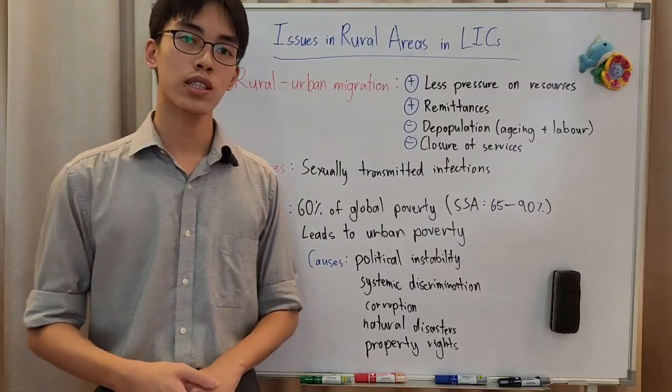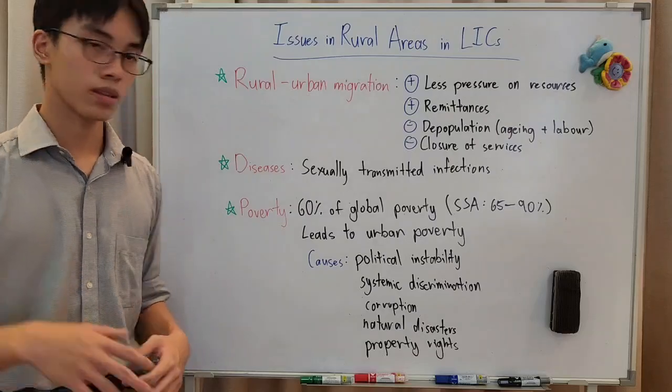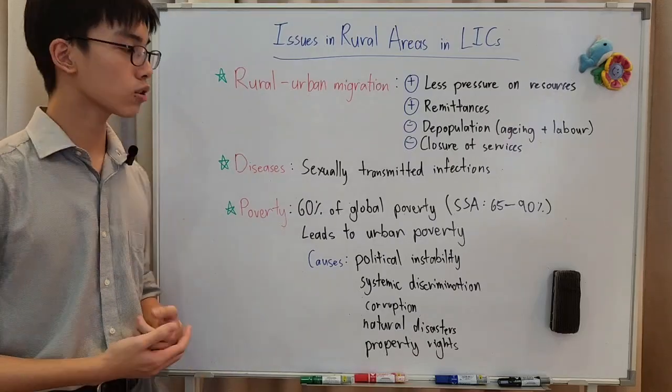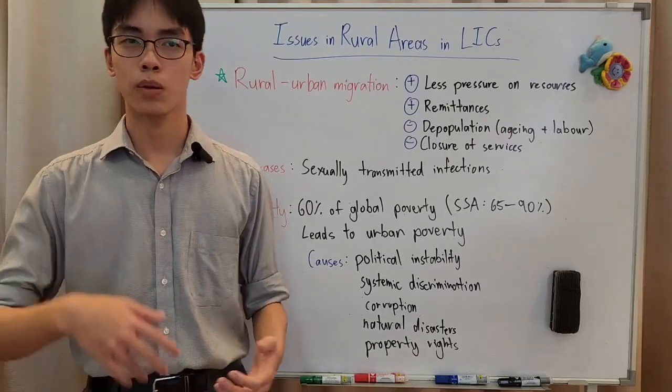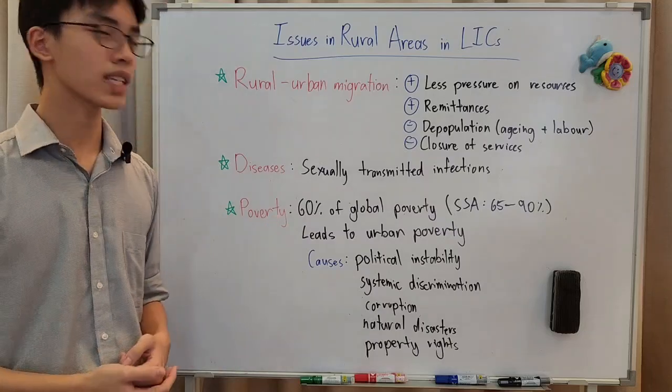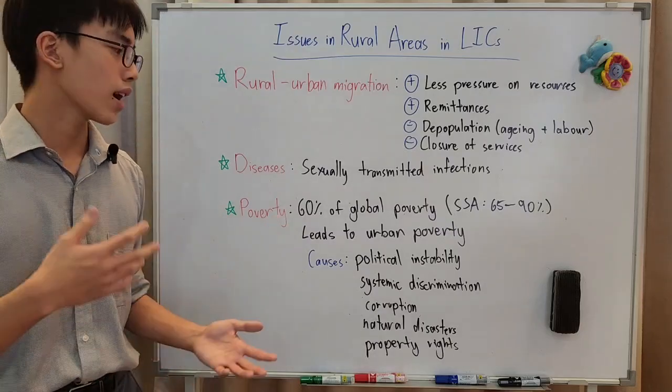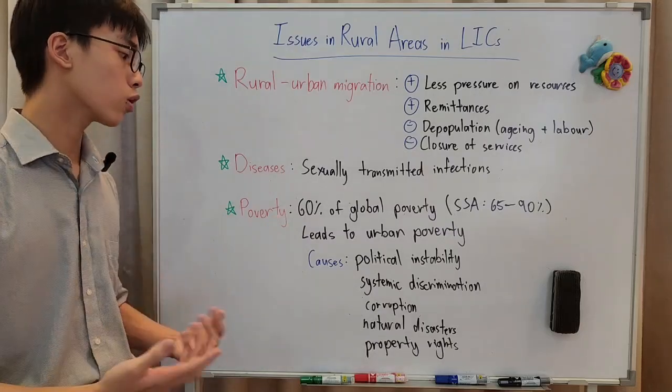Natural disasters are also an issue. So if people are constantly hit by natural disasters, they have to keep fixing their houses. But once they have recovered, another natural disaster comes in and sweeps their house. And that, again, causes a cycle of poverty.